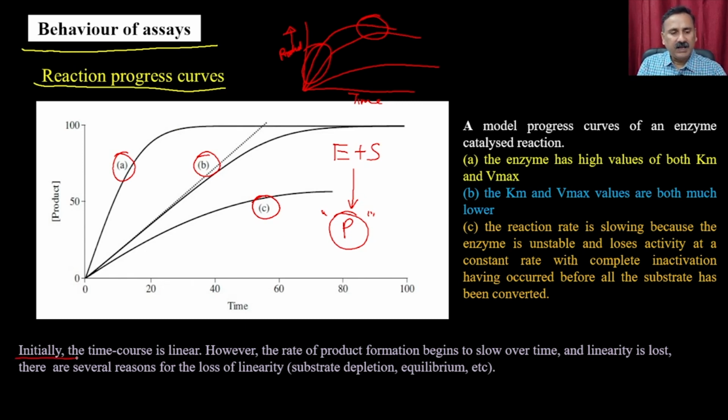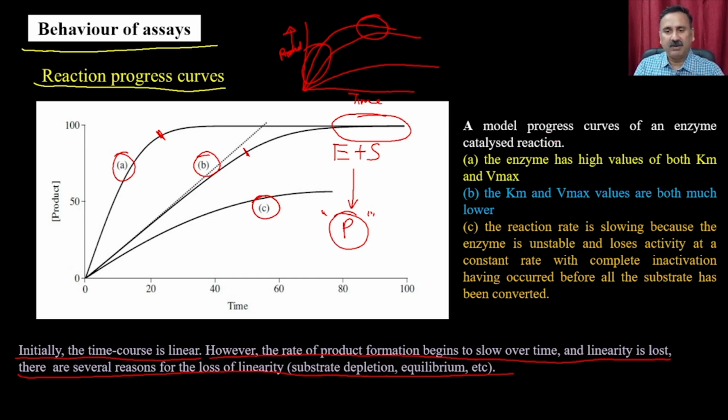So initially the time course is linear. What you see here is that in this area, the time course is linear. For example, in this one also up to this point it's linear, and then it starts to plateau. So this is the non-linear region. In fact, there's no change in product here, right? However, the rate of product formation begins to slow over time and linearity is lost. There are several reasons for the loss of linearity. Okay, so these are the three types of models which are possible.